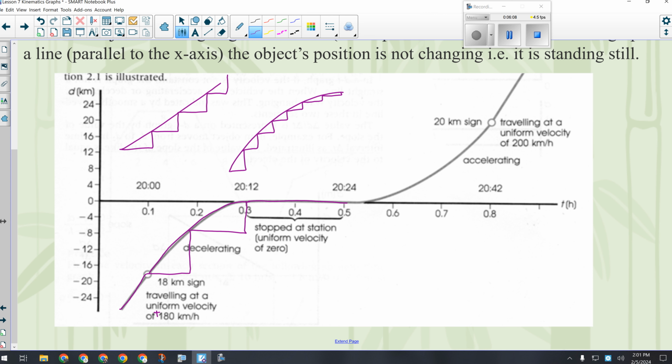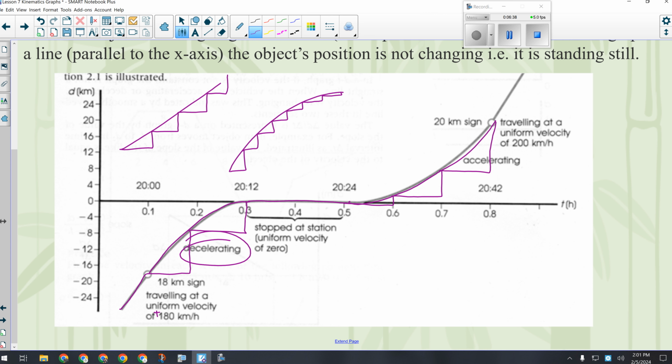Then in this part of the graph, it says it's accelerating. Okay? And that kind of fits. It's the opposite of what we said over here. In this 0.1 hours, it went that far. And then in this 0.1 hours, it went much further. And then in this 0.1 hours, it went even further. Yeah, it's definitely accelerating.